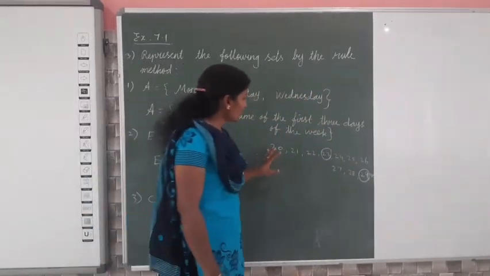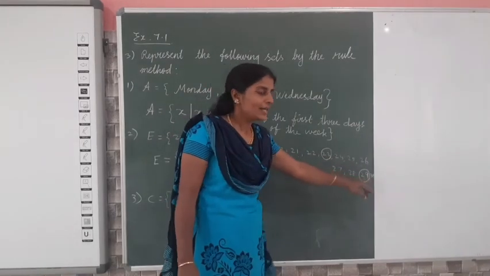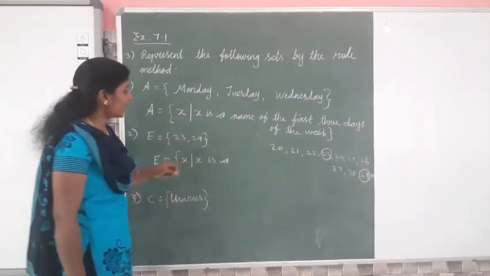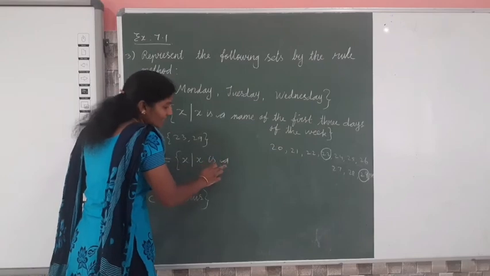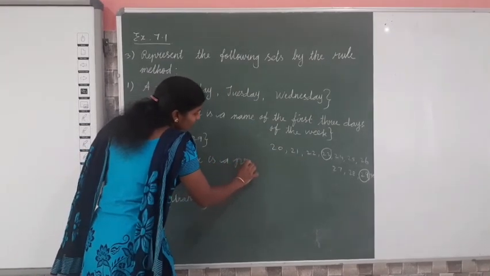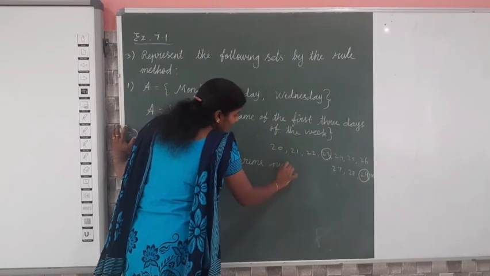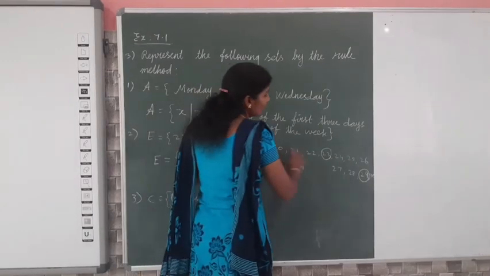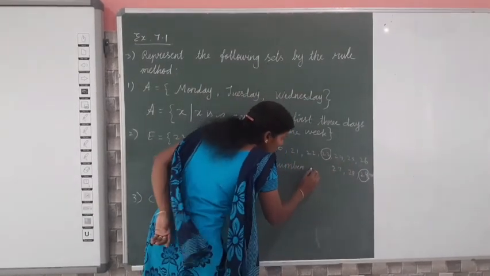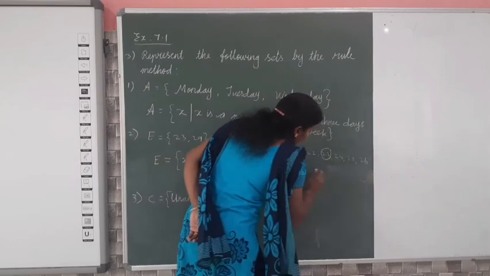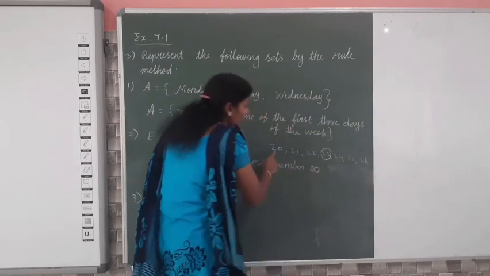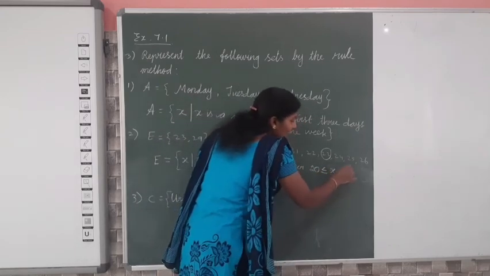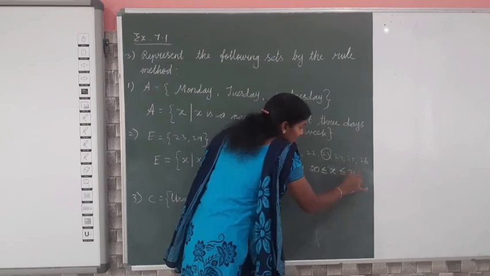So, between 20 to 30, 23 and 29 are prime numbers. Isn't it? So, we can write x such that x is a prime number. Now, we can put the condition. Okay? 20 to 30. So, we can write the condition here. You can start here: 20 less than or equal to x less than or equal to 30.